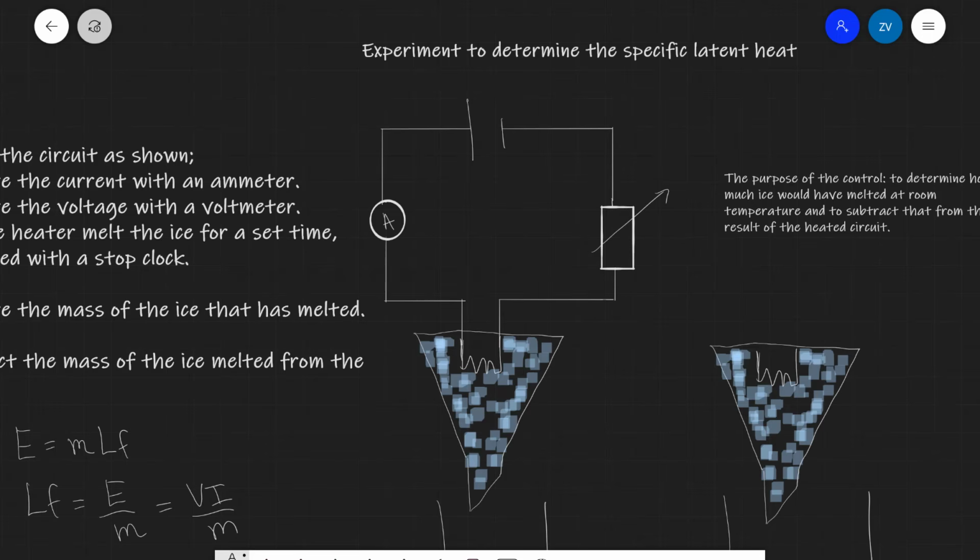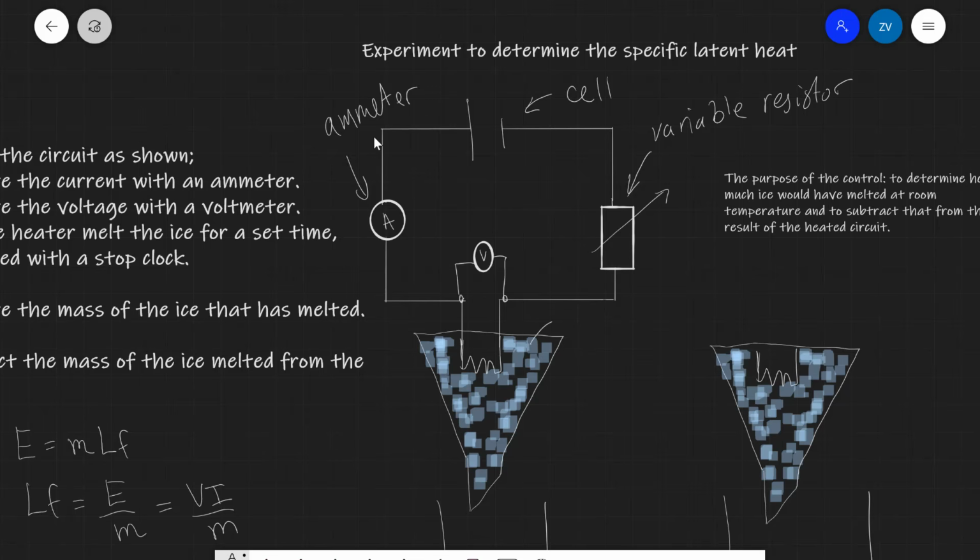Okay, now let's have a look at an experiment to determine the specific latent heat. We have a very similar circuit. So we have a cell. Let's do a little bit of labeling as well. So this over here is a cell. We have an ammeter, and we're also going to connect a voltmeter across our heater. So this here is a voltmeter. We have a variable resistor, which allows us to control the voltage in the circuit.